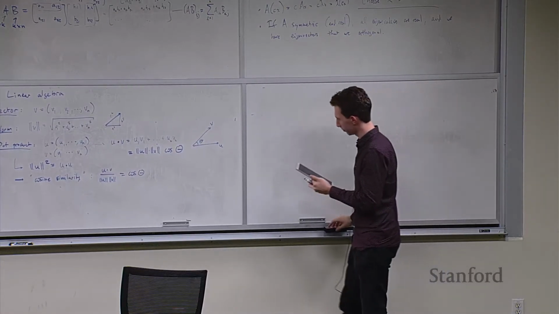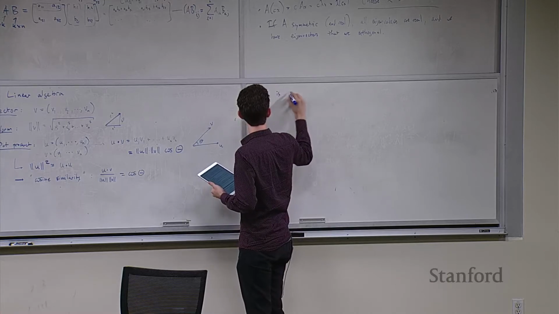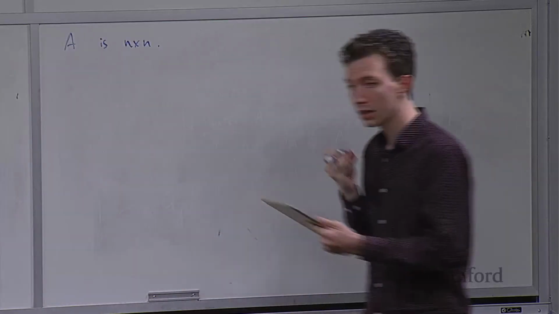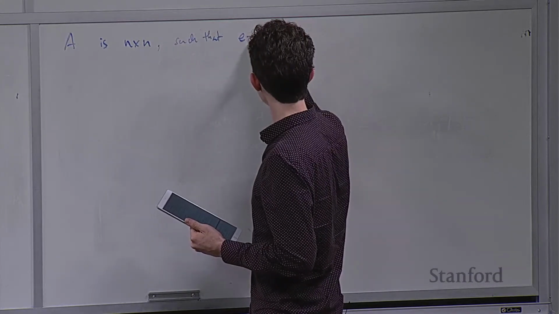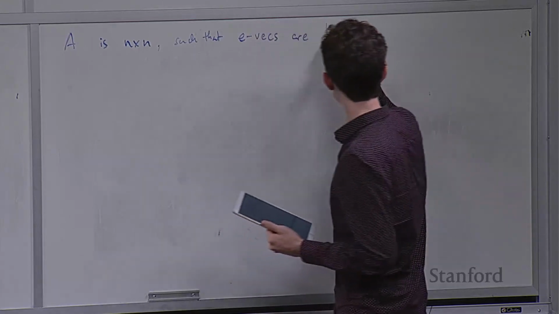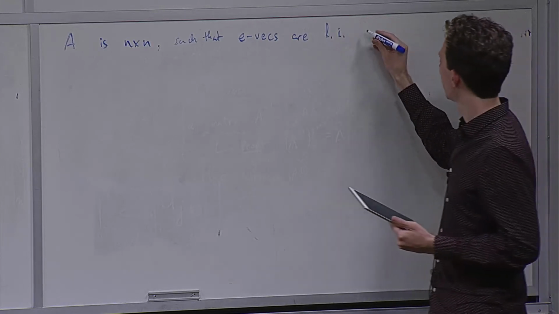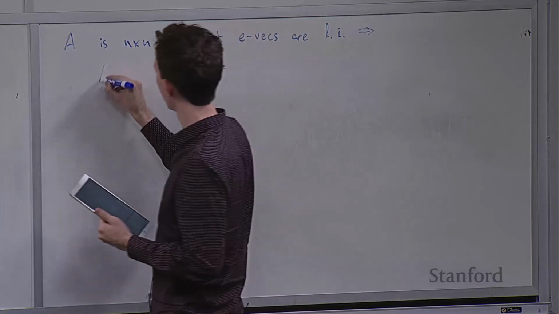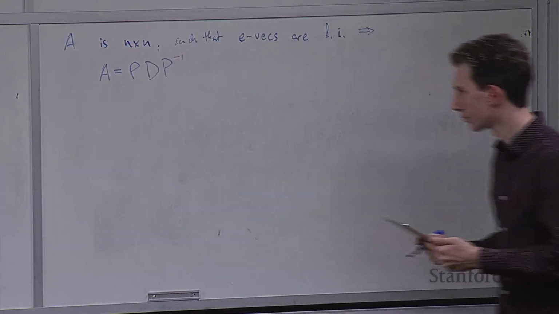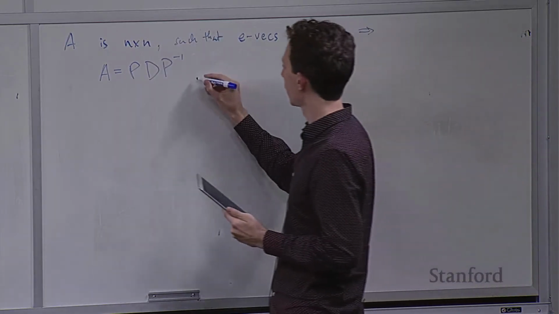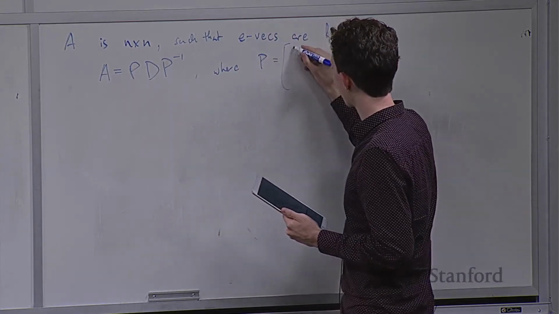So if we have an n by n matrix, i.e. a square matrix, such that its eigenvectors are linearly independent, this means that I can write the matrix A as the following matrix multiplication for some special matrices. I can write it like this, where P is going to be the matrix of eigenvectors.